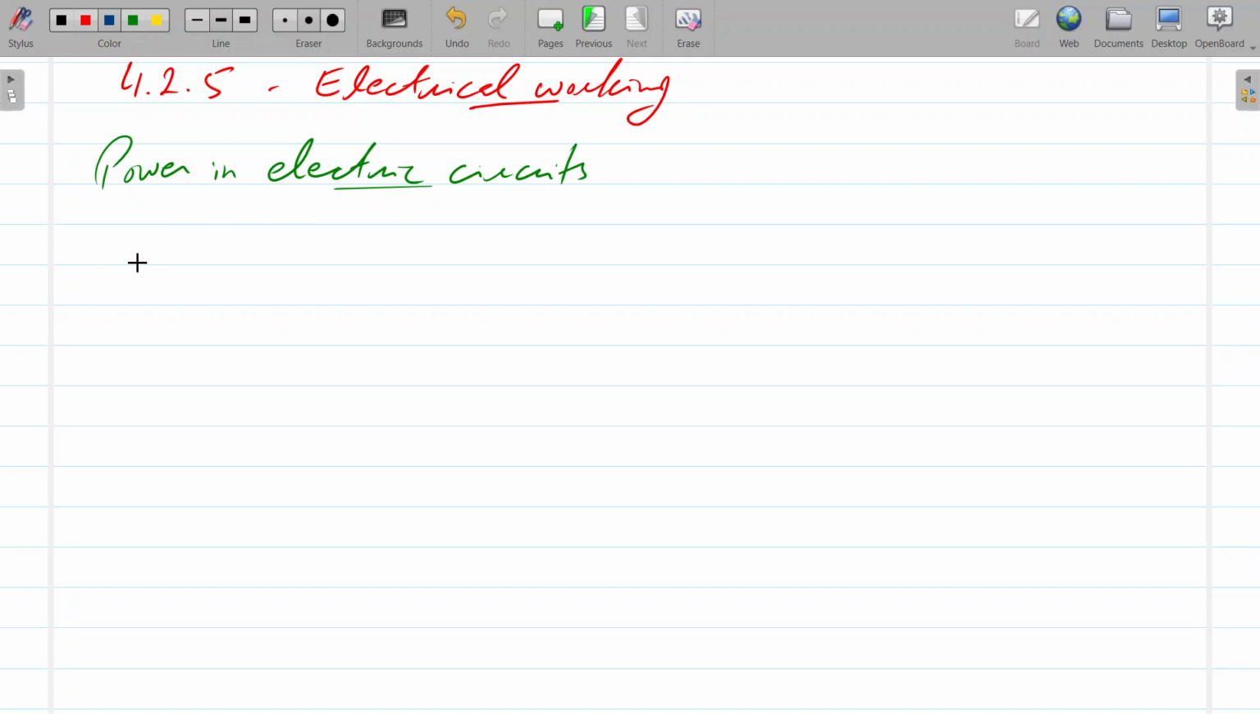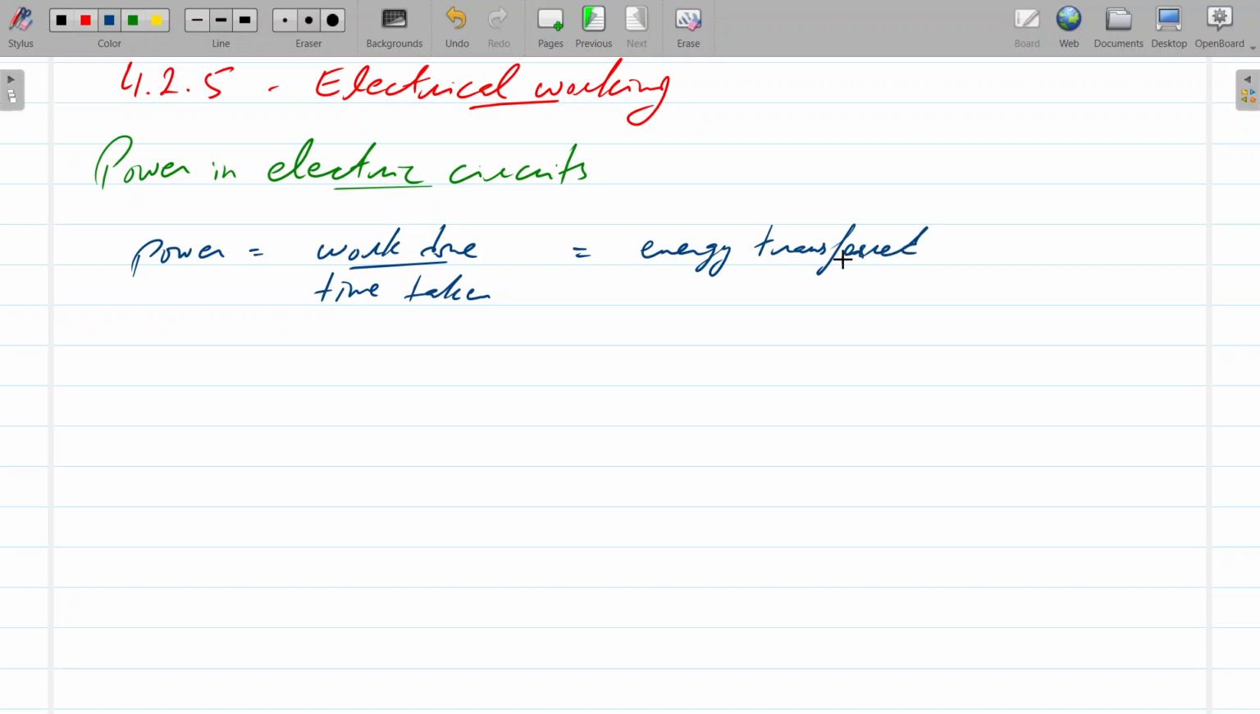It is work done in unit time. Oops, work done over time taken, or it is the energy transferred over the time taken. Right?